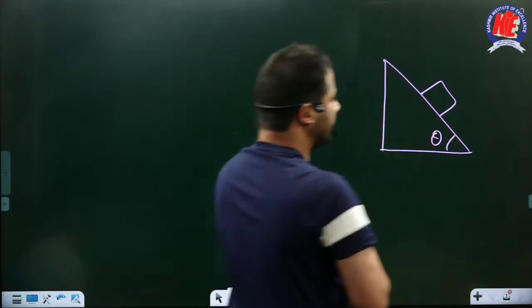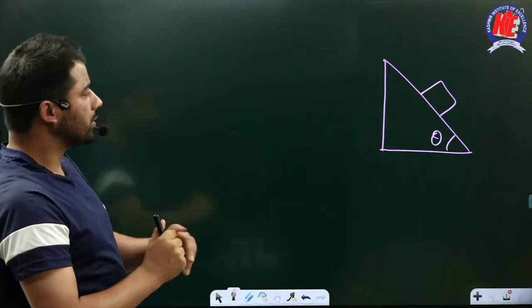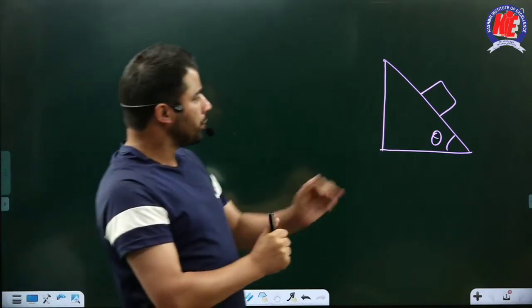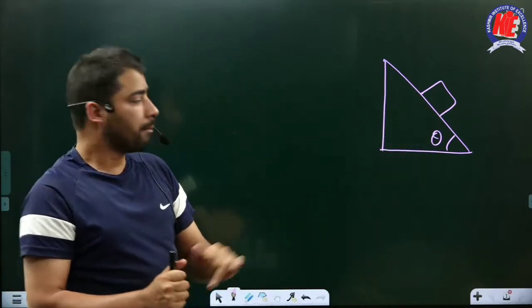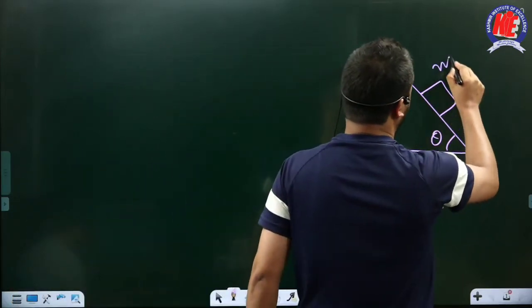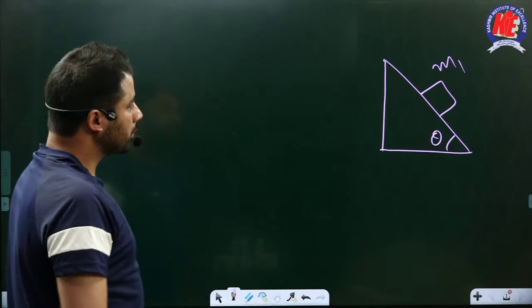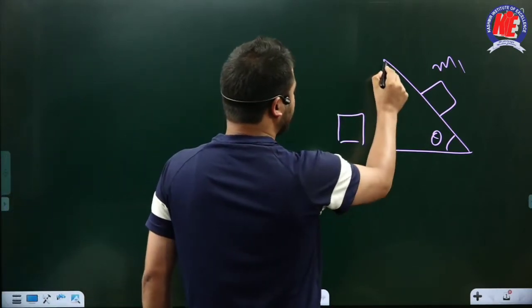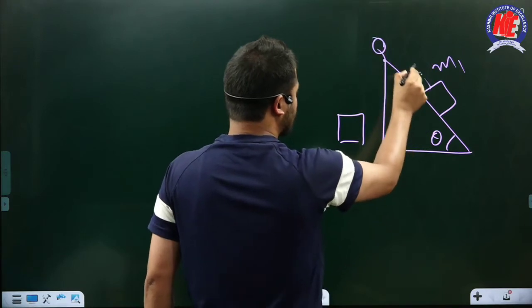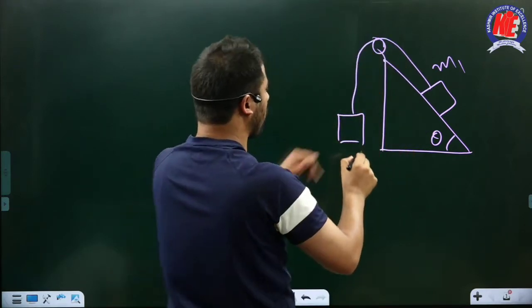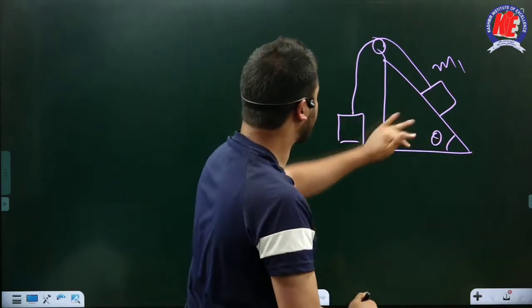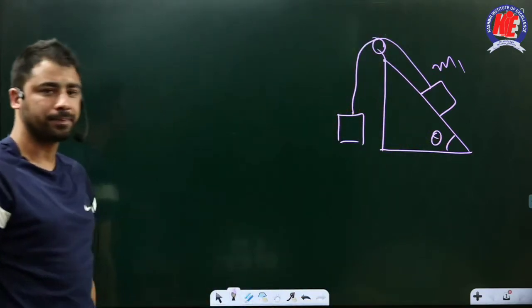I'm assuming that there is some block here that rests on this rough inclined surface. Let's suppose the mass of this block is m1. Now there is one more block, and there is a pulley here, and a string that passes over this pulley. As a result, I have two blocks connected by means of this pulley.